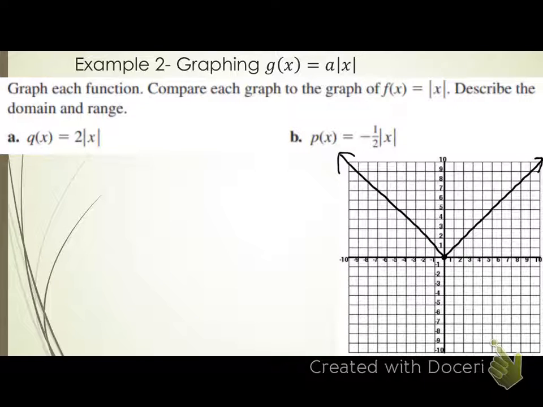So now let's look at q of x equals 2 times the absolute value of x. If I had something being multiplied on the outside of the grouping symbols, was that a vertical stretch or shrink, horizontal stretch or shrink? Vertical. So this is either going to be a vertical stretch or shrink. Okay? So let's make a table of values.